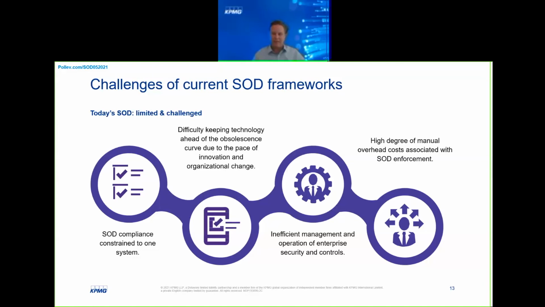Also, as we're migrating to cloud and IoT and RPA, there are other risks being introduced outside of just our on-prem application, and we need to be able to make these types of changes in a very short period of time. So in summary, an overall inefficient security and controls program is leading us to a higher cost of compliance and overhead due to the high degree of manual controls that are often put in place to help mitigate some of these risks.